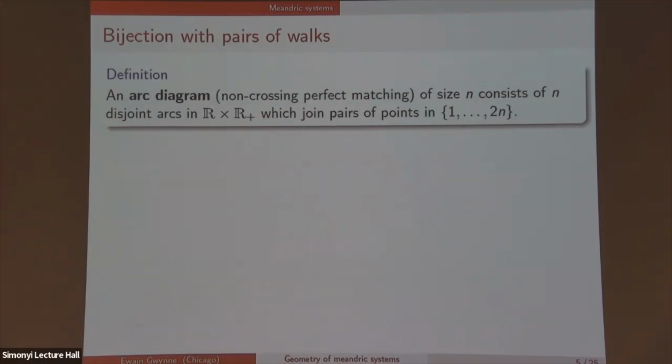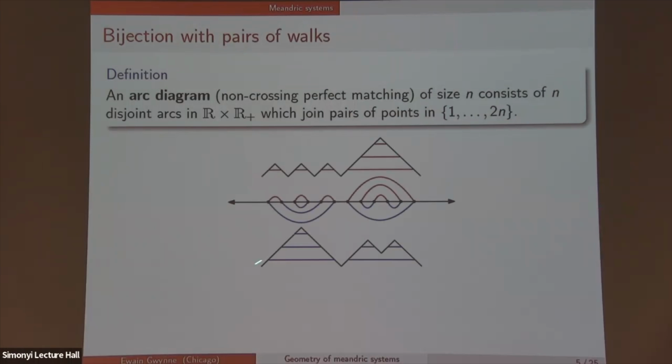So an arc diagram consists of a collection of disjoint arcs in the upper half plane, each of which joins two integers between 1 and 2n. So here I've shown two examples of arc diagrams. There's one arc diagram in red here, and then another arc diagram in blue here. Okay.